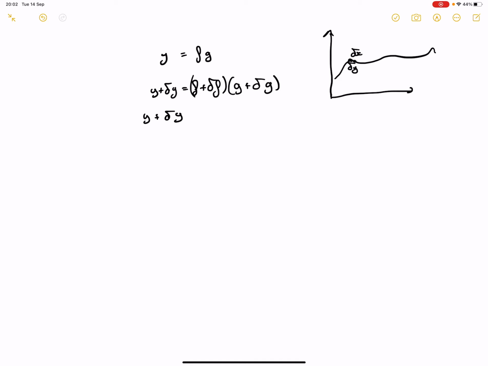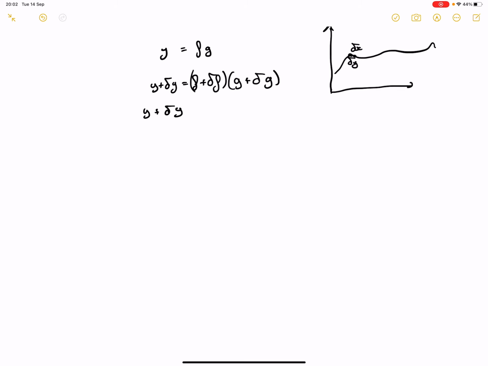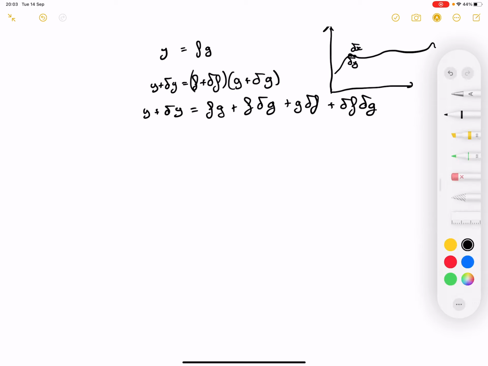Something I learnt when I first did this problem is it's really important to write out both sides of the equation every single time, to not just go equals, equals, equals, equals, because that means you don't actually see what's on the left side, which becomes important in a moment. So that's equal to f of g plus f delta g plus g delta f plus delta f delta g. Maybe I should do some different colours.